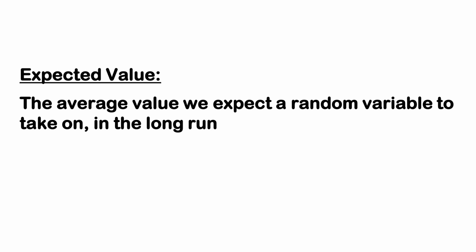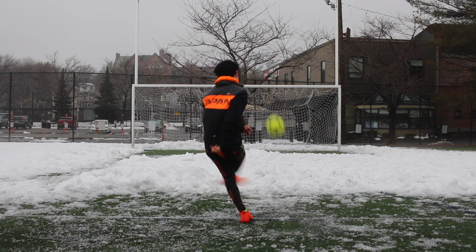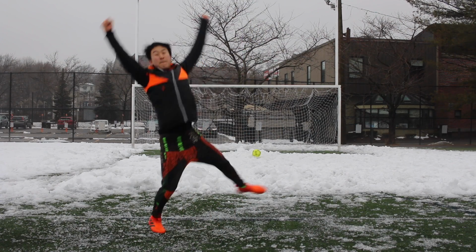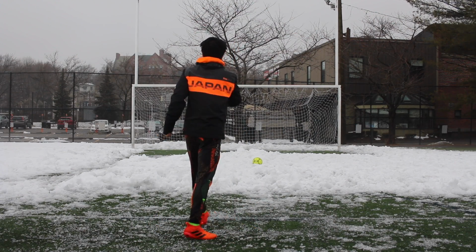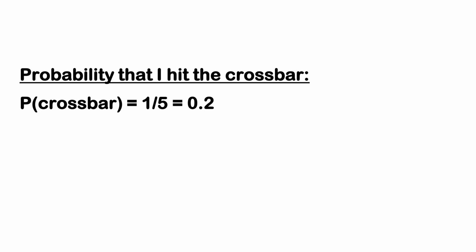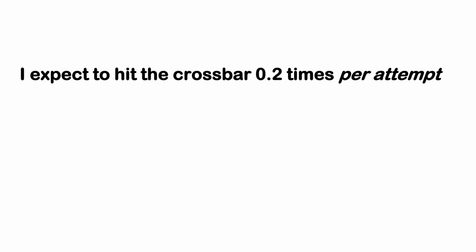Hey, so in the last video, we defined expected value as the average value we expect a random variable to take on in the long run. We played this game where the object was to hit the crossbar of the goal. I determined that the probability that I hit the crossbar is about 20%. And so my expected value is that I expect to hit the crossbar 0.2 times per attempt.